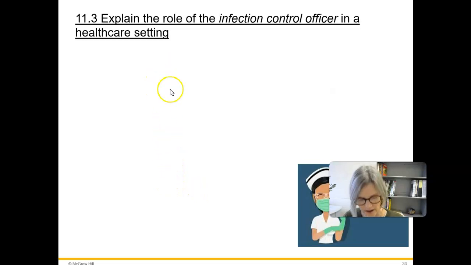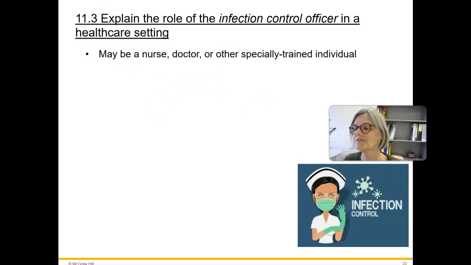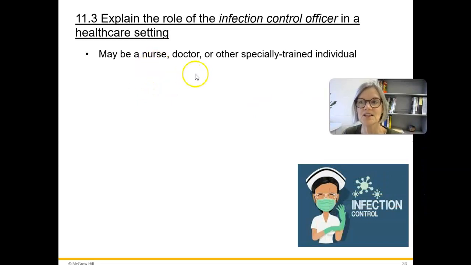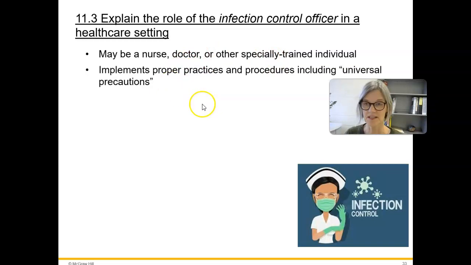The next learning outcome I have is to explain the role of the infection control officer in a healthcare setting. And so an infection control officer could be a nurse, a doctor, or other specially trained individual. Most healthcare facilities now are employing infection control officers, and it actually has been documented to be one of the things that has reduced the incidence of healthcare associated infections. So it's an important thing. What this person does is they implement proper practices and procedures, including what's called universal precautions.